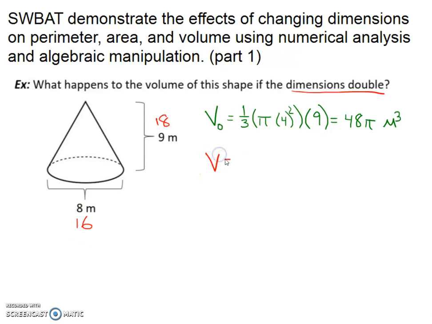So our new volume is equal to 1/3 times pi. The radius is now 8 instead of 4, and the height is now 18 instead of 9. And so our new volume comes out to be 384 pi cubic meters.